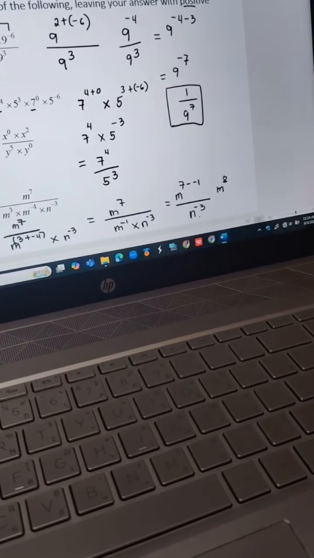And then, since this is negative, we are going to get the reciprocal. So we are going to make it on top. So that becomes n cubed. This is the final answer.